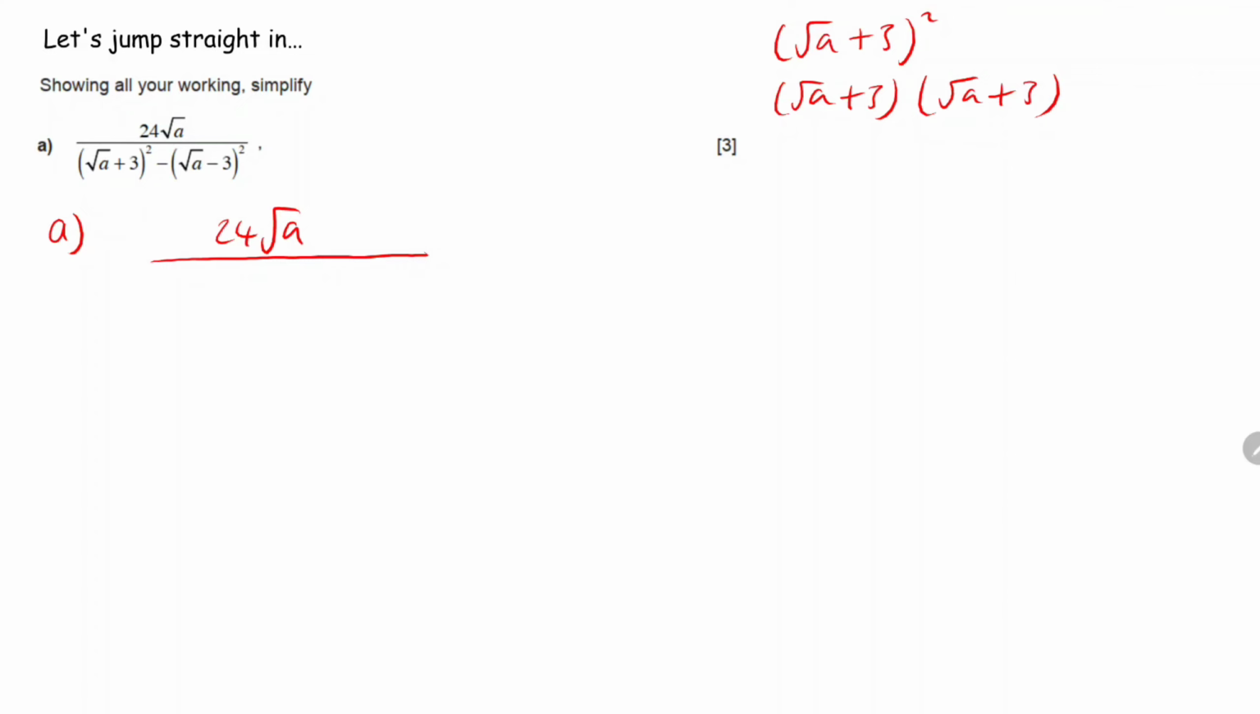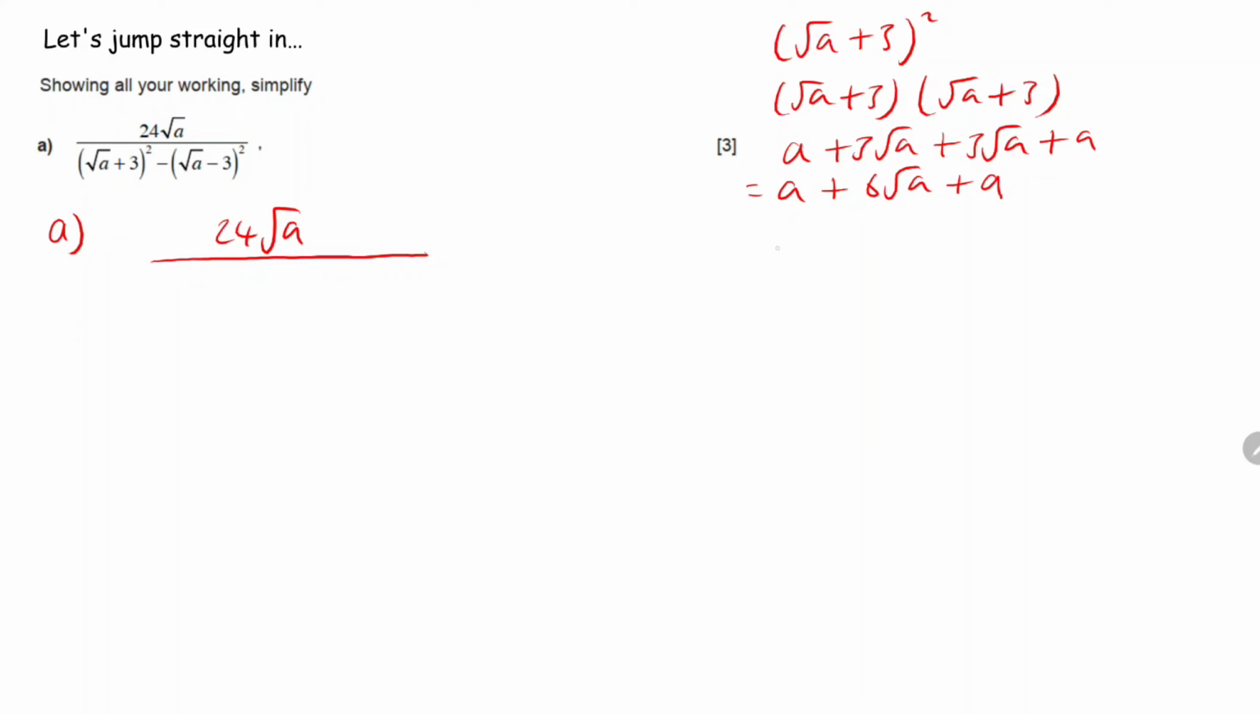Multiply the first, so root a times by root a, which gives us a. Root a times by 3 is 3 root a, and 3 times by root a is another 3 root a. 3 times by 3 is plus 9. We can simplify the two middle terms, which gives us 6 root a plus 9 at the end. Be careful, my a and my 9 look quite similar.